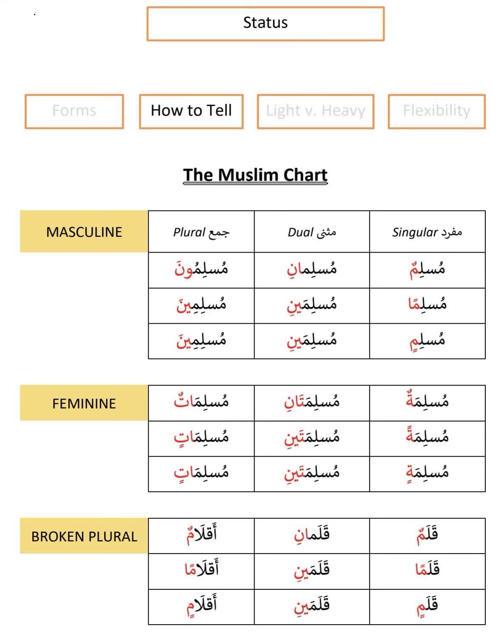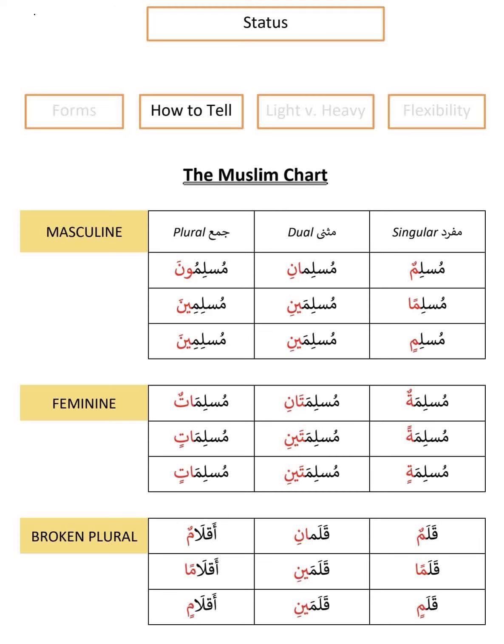So the first row represents the rafa, that means Muslimun, Muslimani, and Muslimuna. This is all rafa. The second row represents Musliman, Muslimaini, Muslimina. This second row represents the nasb. And the third row represents Muslimin, Muslimaini, and Muslimina. That is the representation of jar. So that's how you need to memorize this chart. Each row represents: first row rafa, second row nasb, and third row jar.